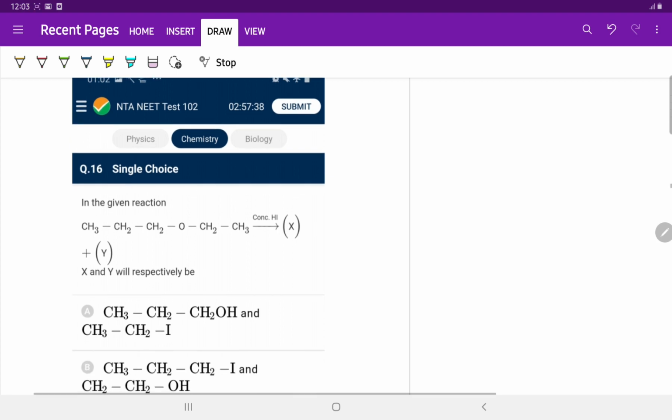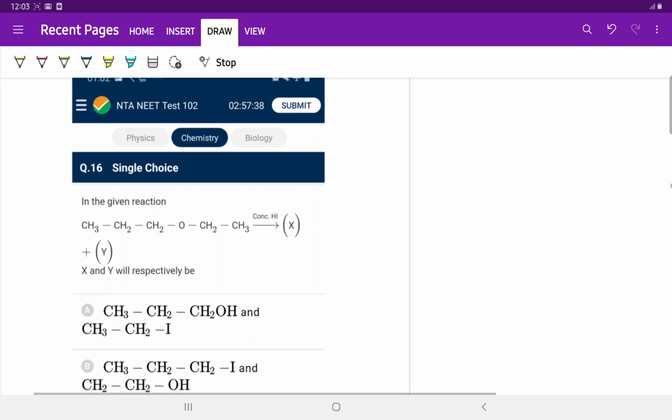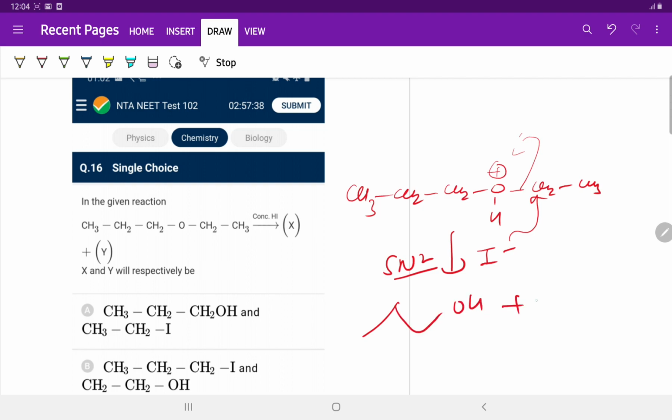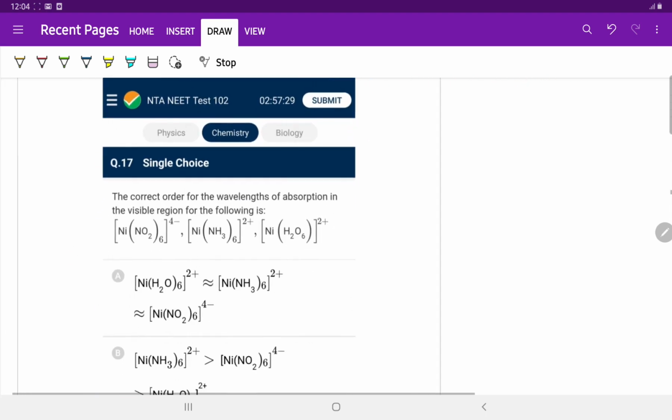Question number 16, the reaction of ethyl propyl ether with concentrated HI. Okay, CH3CH2CH2, plus, in the first step protonation of ether with HI. In the next step there is an attack of I-, and this reaction is SN2, and in an SN2 reaction the attack will take place on the less hindered carbon. So the product is propan-1-ol plus EtI. Propan-1-ol plus EtI. So option A is correct for question number 16. We will move to question number 17.